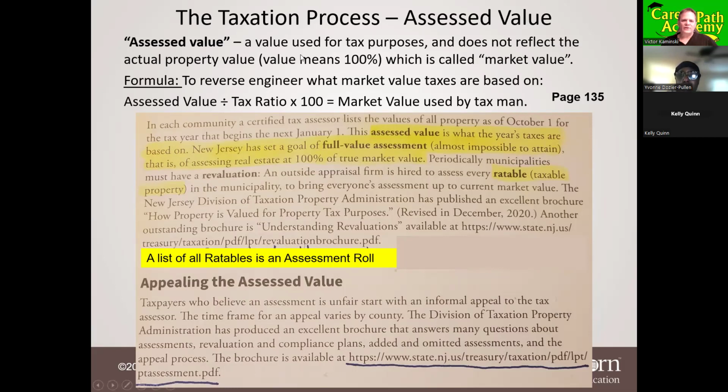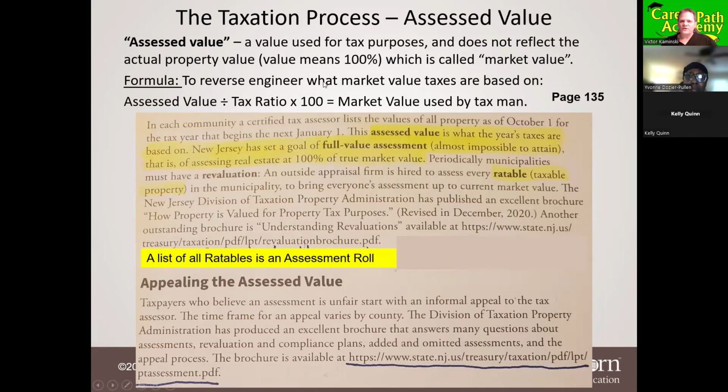So the assessed value is a value used for taxation purposes, and it does not reflect the actual market value. Value is 100%. Value means 100%. Anytime we're talking about value, we're talking about all of it. So we're talking about 100%. So you could just say value equals 100%. That would be the market value.